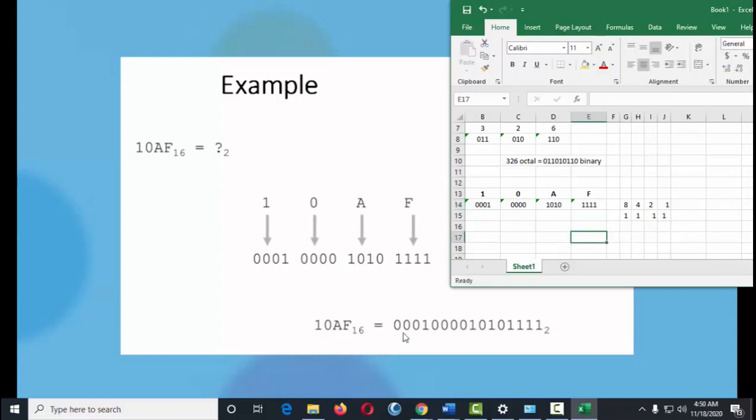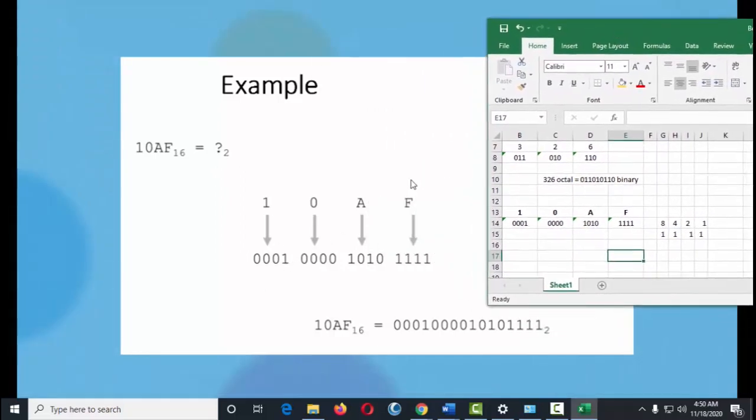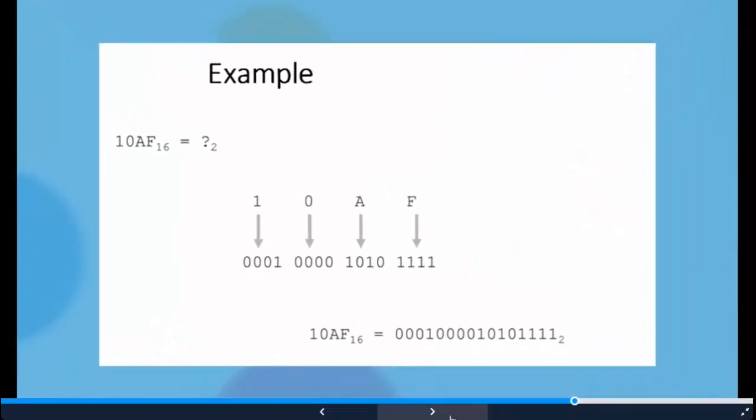So that's the solution for 10AF in hexadecimal to binary. You always represent each number as a 4-bit. I hope you understood that. Let's go to the next slide.